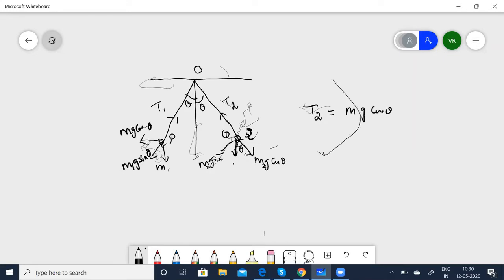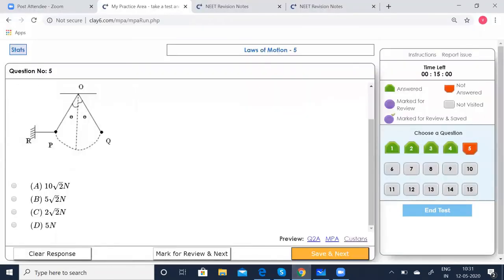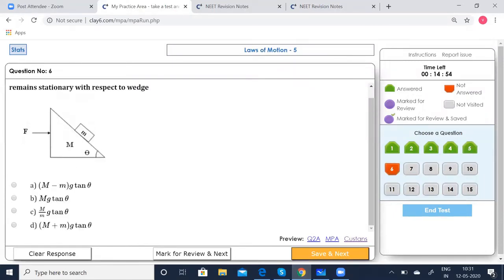Now, it is given theta is equal to 45 degrees. Substitute in the place of cos theta, then you get mg cos 45, which is 1 by root 2. Given m is 1, g you take as 10, so it is 1 into 10 into 1 by root 2, or simply you can write 5 root 2 m. Let's see which option is correct. 5 root 2 m, yes. B is correct. Save that, go to the next.